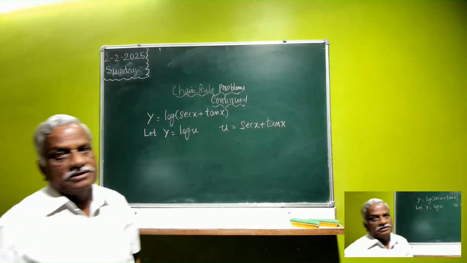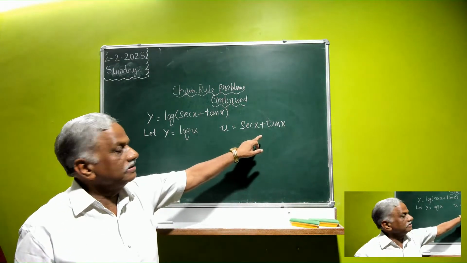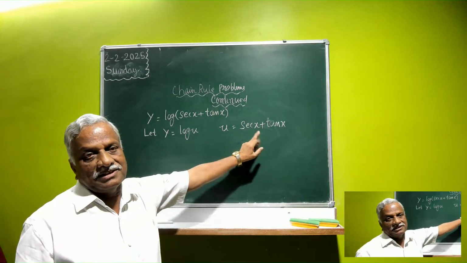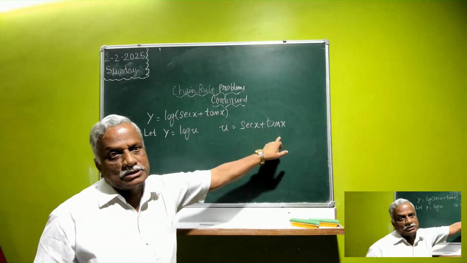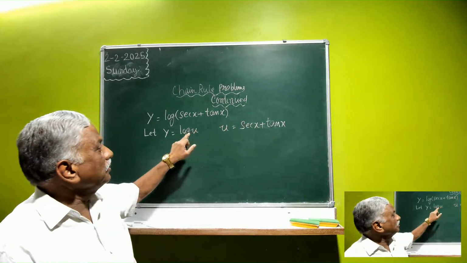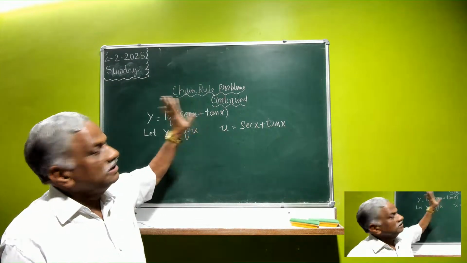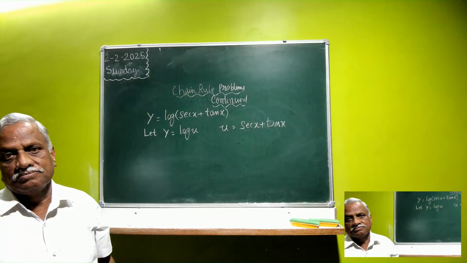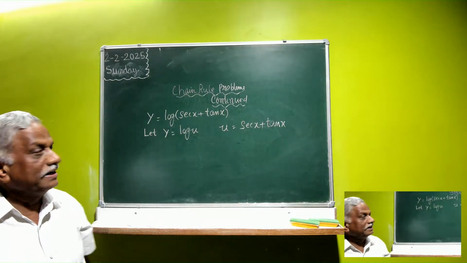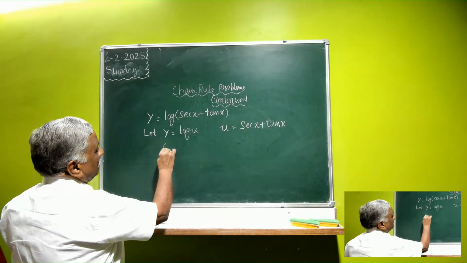As I said earlier in yesterday's class, you can recheck whether what you have written is right. How to do that? u is secant x plus tan x. Bring that u and put it in this place. You are going to get the problem. That means there is no mistake. What we have written is right. So find dy by du.